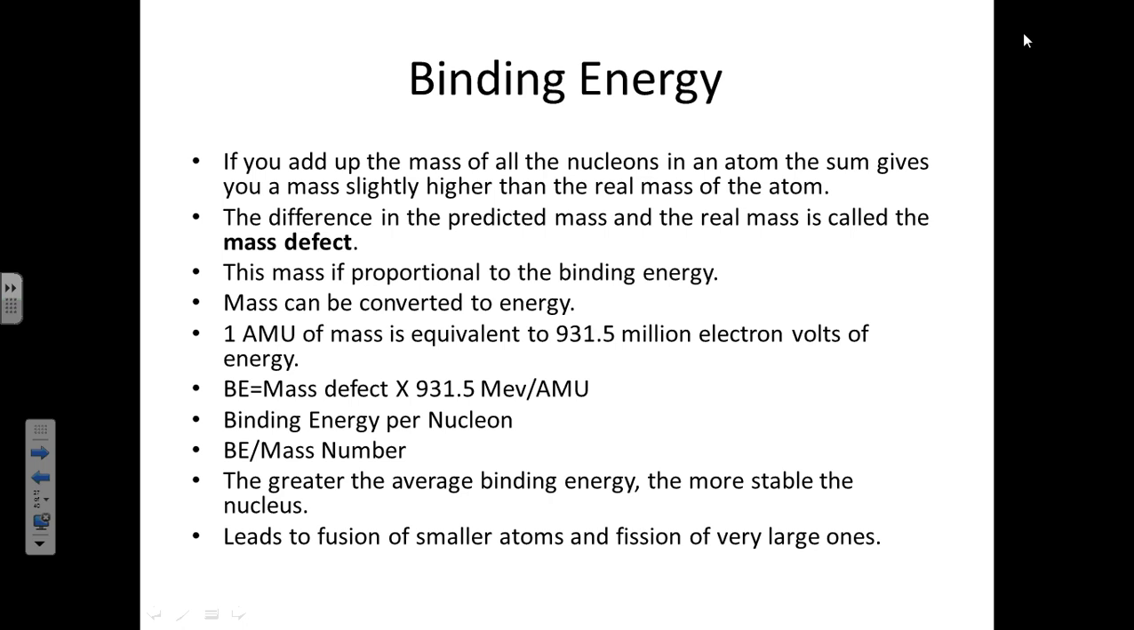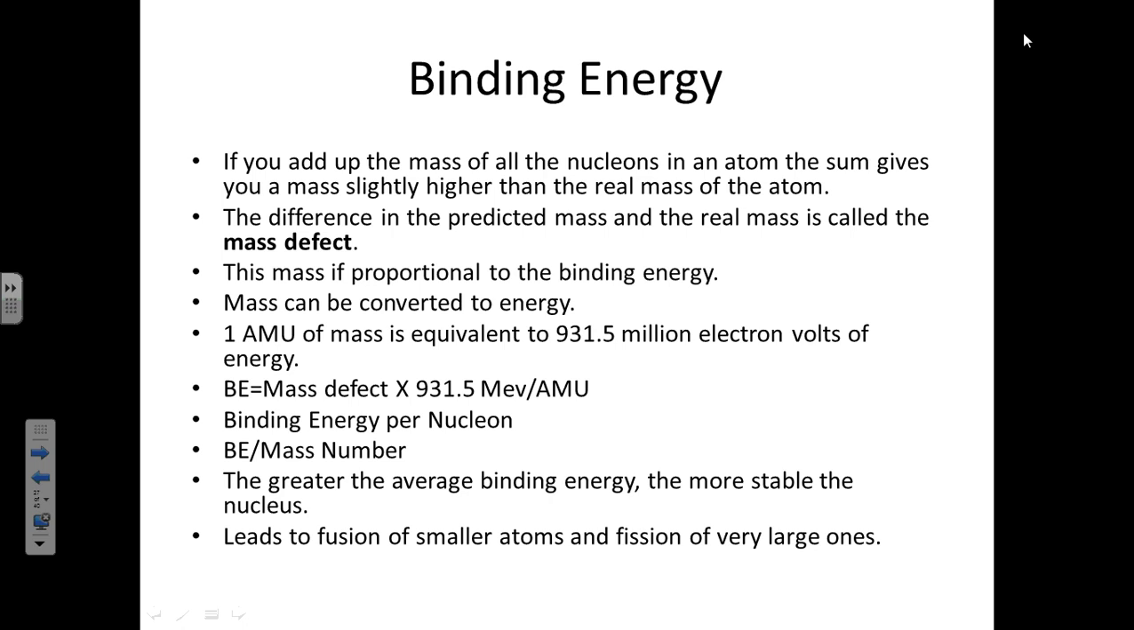Now this slide has a lot of writing on it. I usually try to avoid that, but this is stuff you may or may not have heard of before. Binding energy. If you're going to define binding energy, it's kind of what it sounds like it would be. It's the energy involved in what? Holding that nucleus together, binding it together. That's what it sounds like.